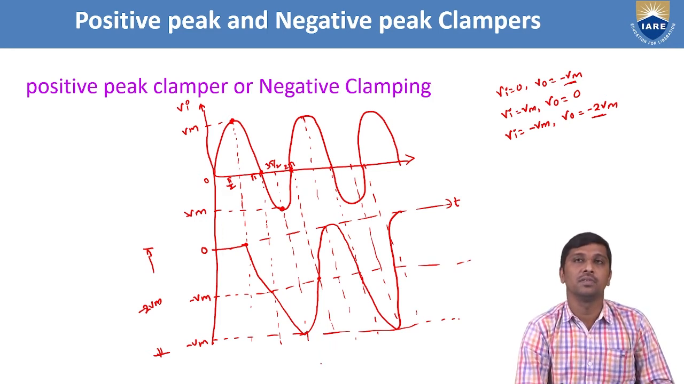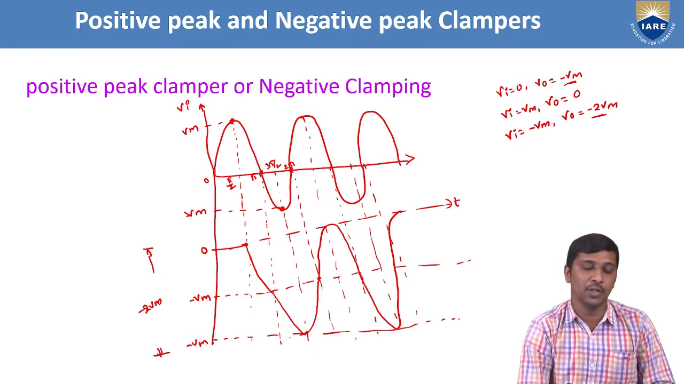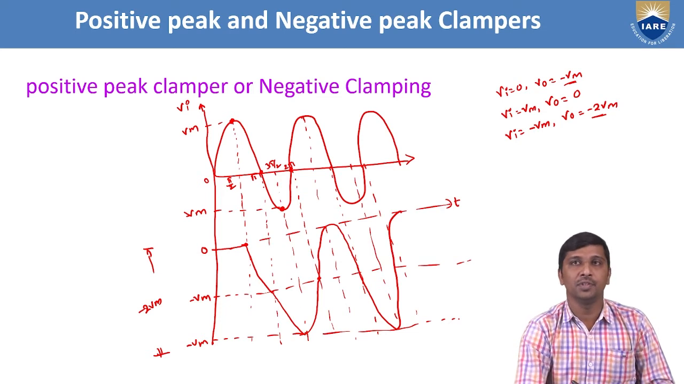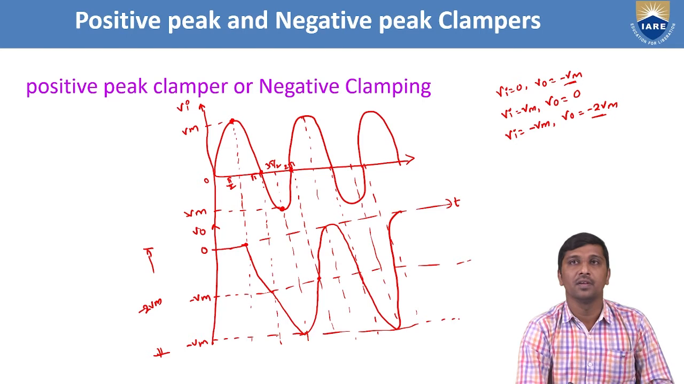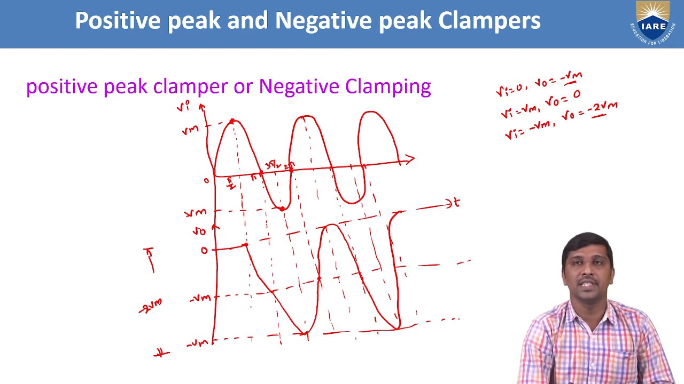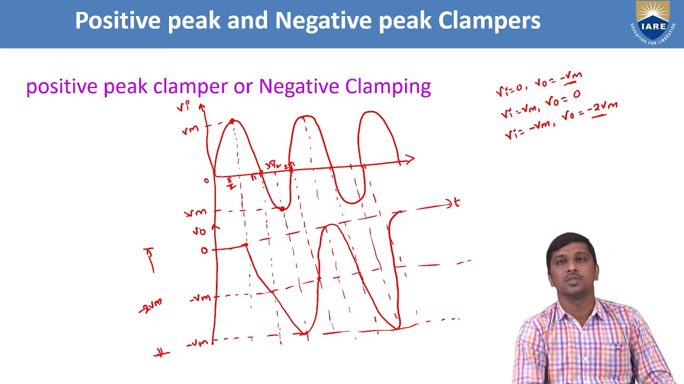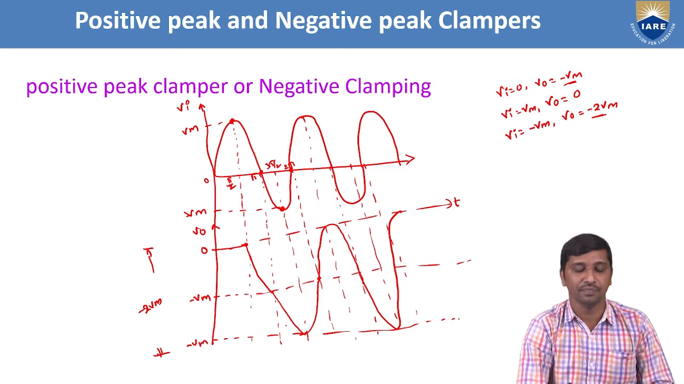Now we need to identify how we can say this is the negative clamping or a positive peak clamp. If you observe this input waveform and output waveform, both look like there is no change in shape, but the thing is, what is the clamper circuit? The clamper circuit is used to restore the DC level or a DC signal at the output waveform. Now we need to identify where the DC signal is.